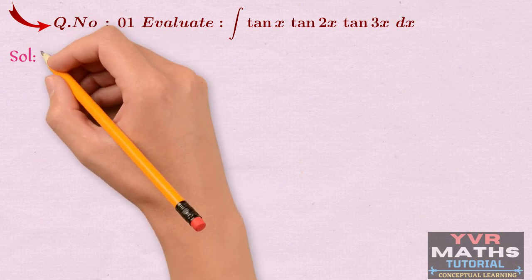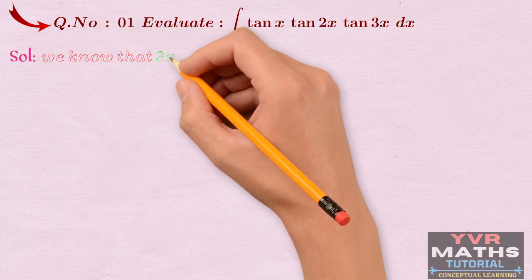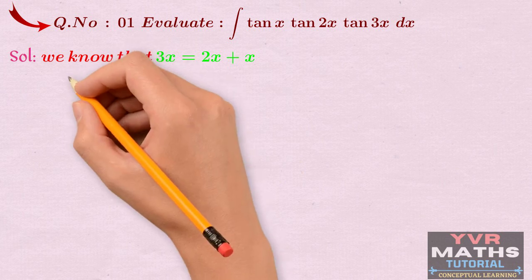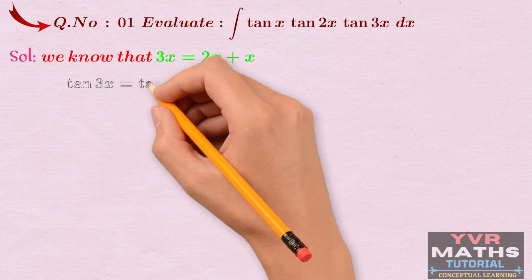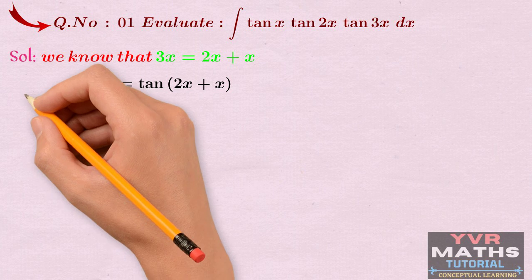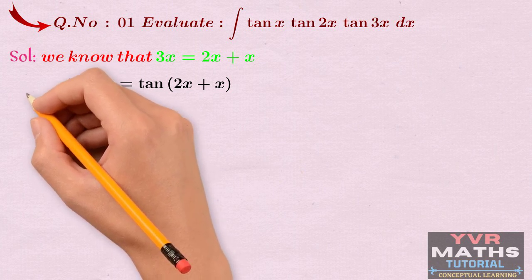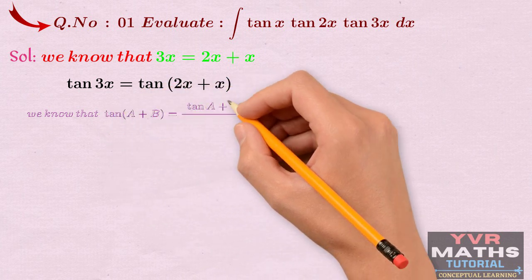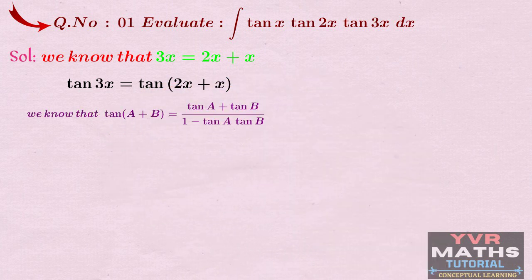We know that 3x is equal to 2x plus x. That means 3x can be written as 2x plus x. Now, if you observe the given integrand, the trigonometric ratio is tan. That's why for this result I am going to apply tan on both sides. Then tan 3x is equal to tan of 2x plus x. The right side is clearly in the form of tan of a plus b. We know that tan of a plus b is equal to tan a plus tan b by 1 minus tan a tan b.